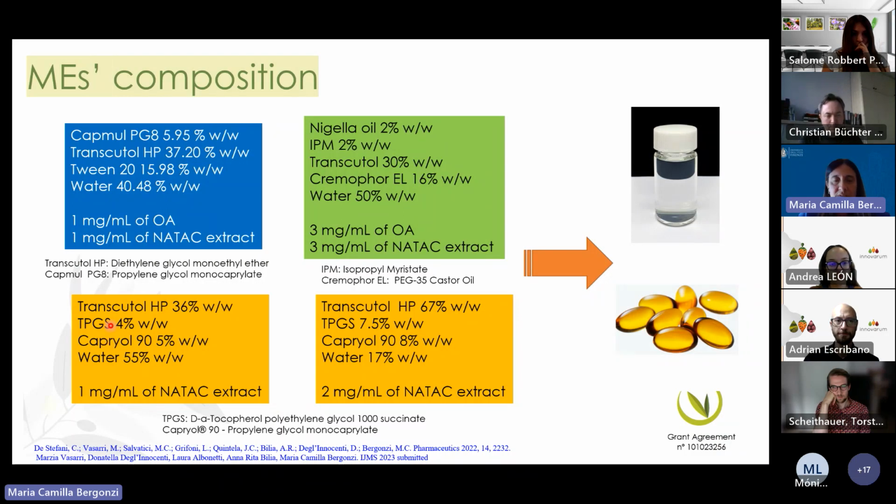TPGS is a derivative of vitamin E, and similar to Transcutol, Campomol, or Cremophor, these compounds are also penetration enhancers, used in formulations to improve the permeability across the intestinal membrane. Macroemulsions can be marketed as solutions, or it is possible to produce systems without water, the SMEDDS, to insert inside soft gelatin capsules.